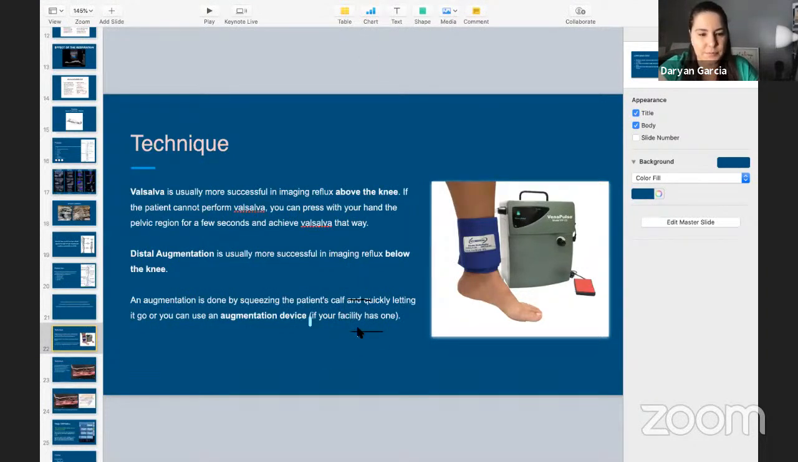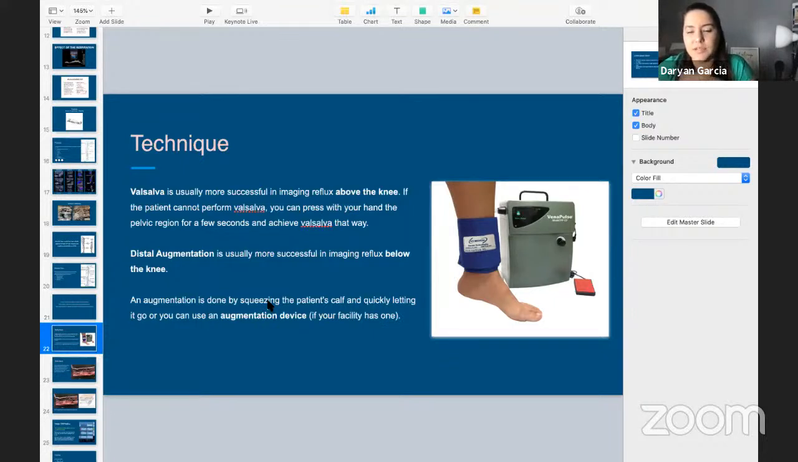Okay, so I know some facilities are really lucky and they have this augmentation device. If you have that, it's super convenient because you don't have to go back and forth and do your augmentations. So it's very ergonomic for us. So if you definitely have that equipment, then make use of it. It will definitely make your life easier when you're doing the distal augmentations, okay?